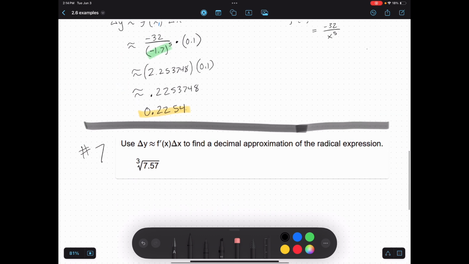We're going to just approximate this value using this idea of differentials. So take a look at this, cube root of 7.57. I don't know the cube root of 7.57.